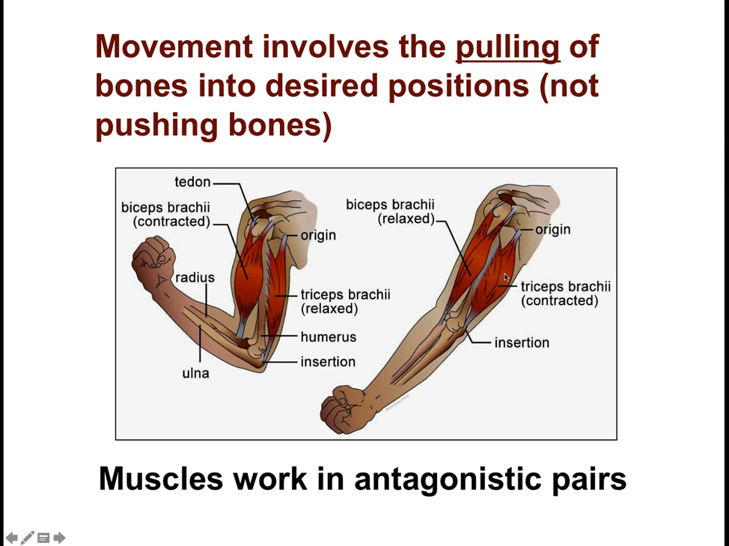So these muscles that work in opposite directions from each other are called antagonistic muscles. Most muscles that result in movement in your body are found in pairs, what we call antagonistic pairs, so that you can have movement in both directions.